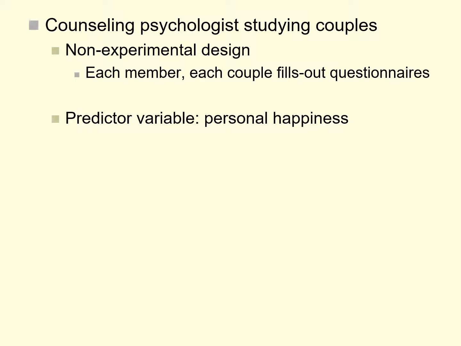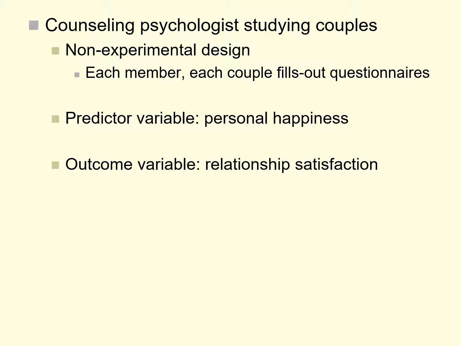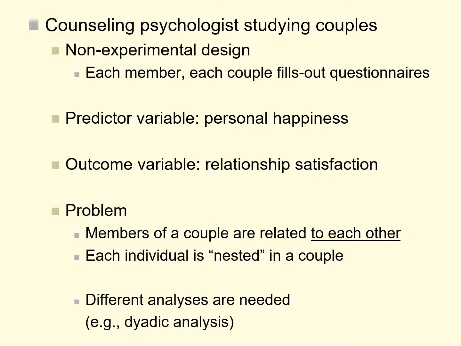Let's imagine your predictor variable is something like personal happiness, and your outcome variable is relationship satisfaction, some sort of score that you can compute from the responses people make on their questionnaire. This may seem pretty reasonable. You might have some sort of hypothesis that people who are more personally happy are more happy in their relationships, or something like that. But there's a potential problem, because, kind of like the students in the classes, each individual person is not independent, but is related to one other person in your data set. That is the person that they are partnered with, or married to, or coupled off with. So in a sense, each individual is nested in a couple.